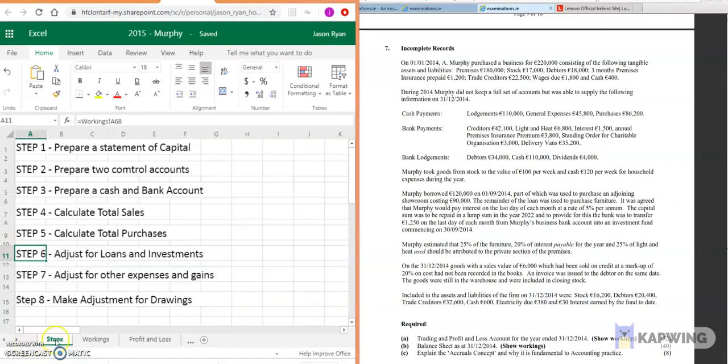The next step after that, step number 7, is to adjust for any other expenses or gains. So we should have some expenses or gains. These will usually be up here to start the question or down here at the end of the question. Now, in this one here, the expenses or gains are usually this part of here where it's kind of dividing up between the drawings and the expense itself.